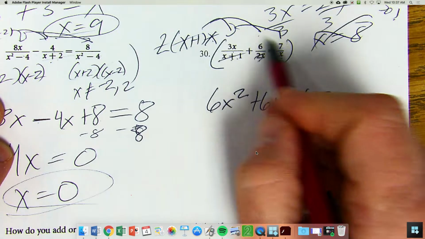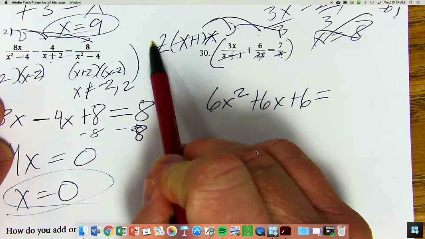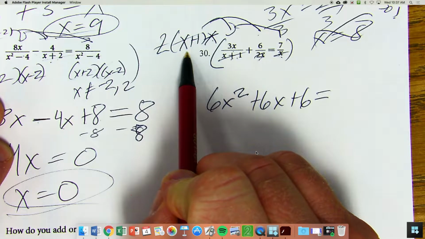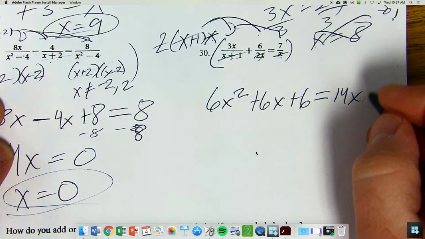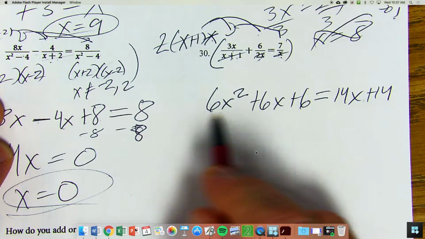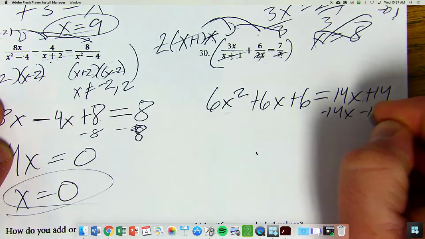Equals, when you bring it here, the x's are going to simplify out, giving you 7 times 2, which is 14, times x, which is 14x, and 14 times 1, which is 14. This x squared isn't going anywhere. Get everything on the same side. Subtract 14x and the 14 over.